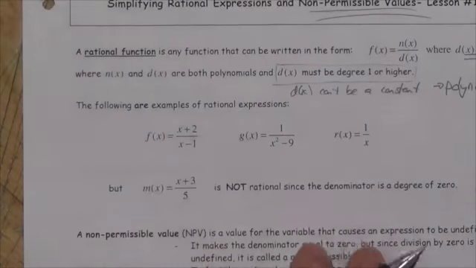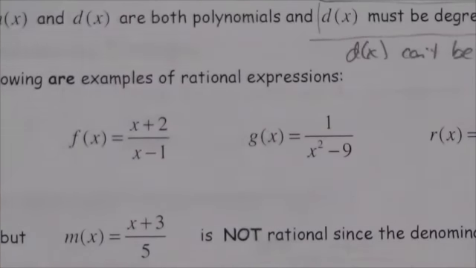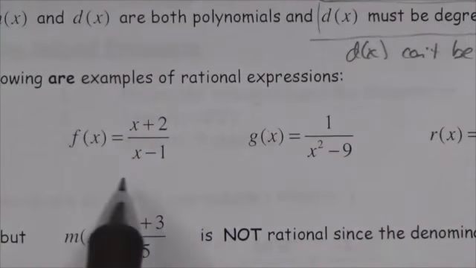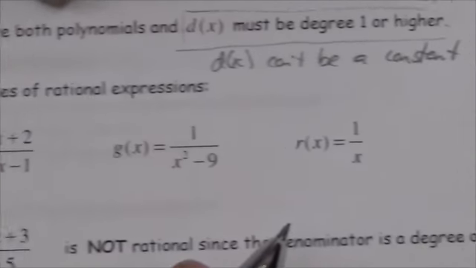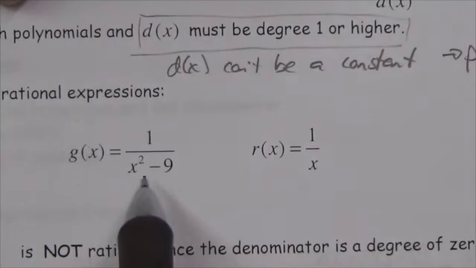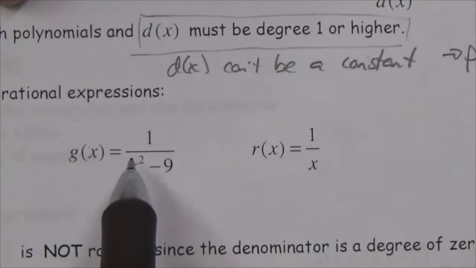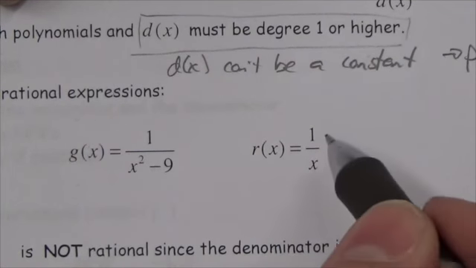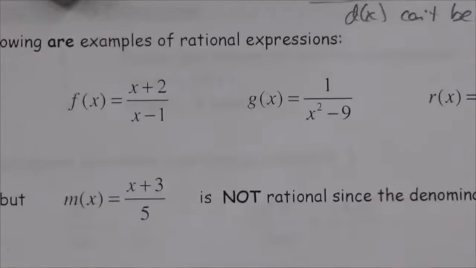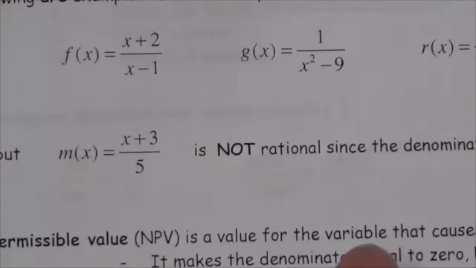We'll zoom in a little bit here. We've got x plus 2 over x minus 1. It can be 1 over x squared minus 9. We have no problem with the numerator becoming 1. 1 over x can be as simple as that if we want. But now down here, we've got x plus 3 over 5. Now this is still rational. I need you to know that.